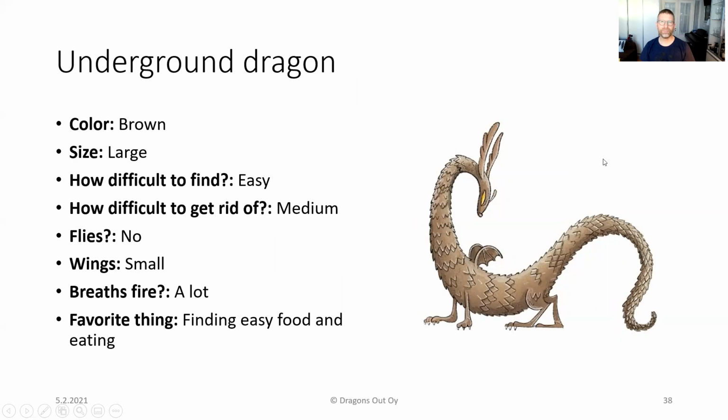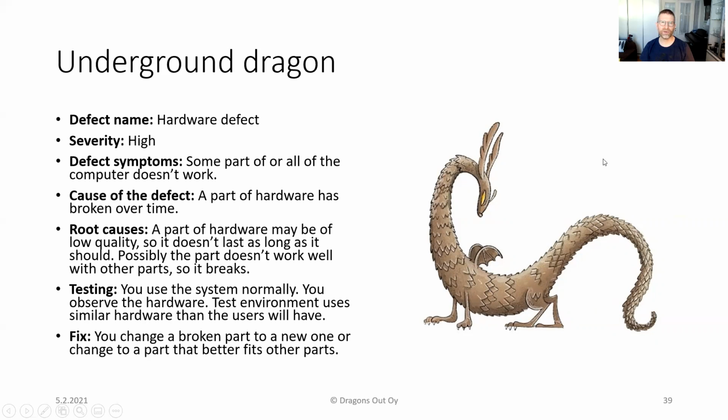And then there are underground dragons. Dragons that are not flying, but going through tunnels, going in underground in earth, trying to find their way into cellars of castles, finding easy food from there. These dragons represent hardware defects. So even if a tester would think first that something is wrong with the software, if you investigate more, sometimes the problem is not the software, but the hardware under it.